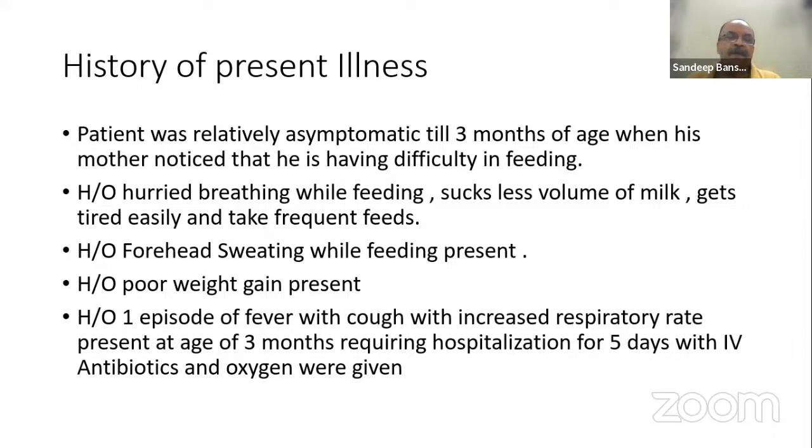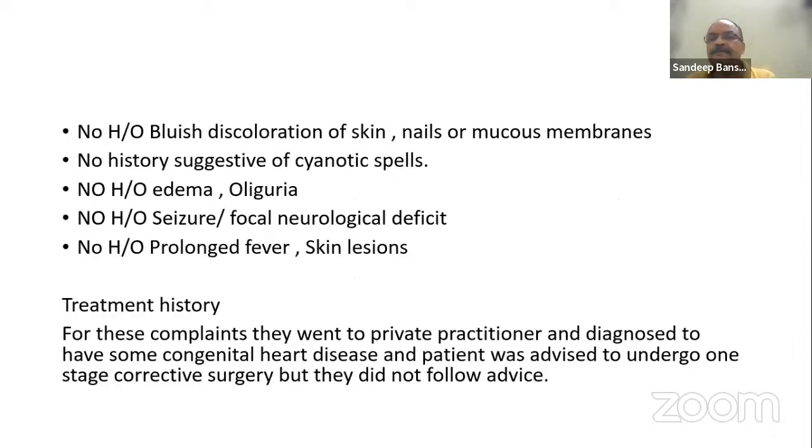Okay. Go on. There is no history of bluish discoloration of skin, nails, or mucous membranes. There is no history suggestive of cyanotic spells. There is no history of edema, oliguria, seizure, focal neurological deficit, prolonged fever, or skin lesions. Treatment history for these complaints: they went to a private practitioner and were diagnosed to have congenital heart disease. Why did you ask for history of skin lesions?